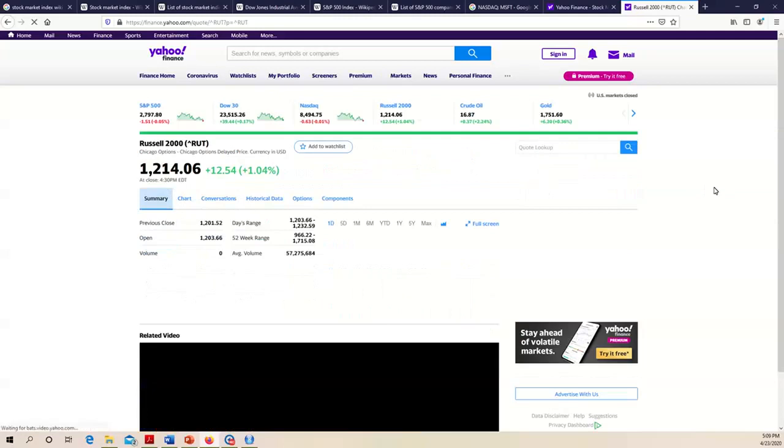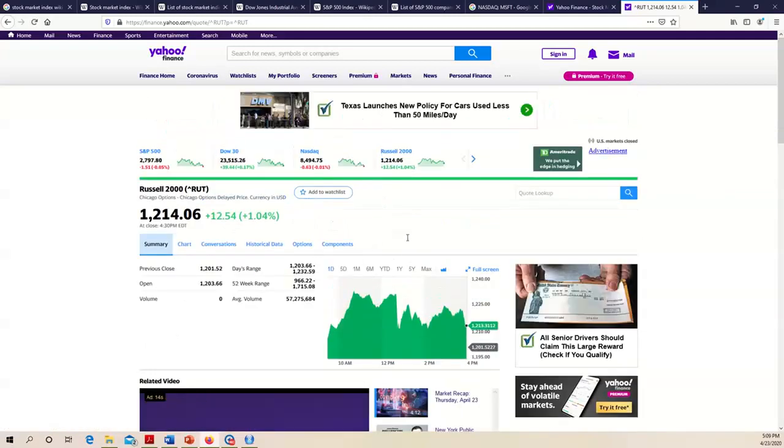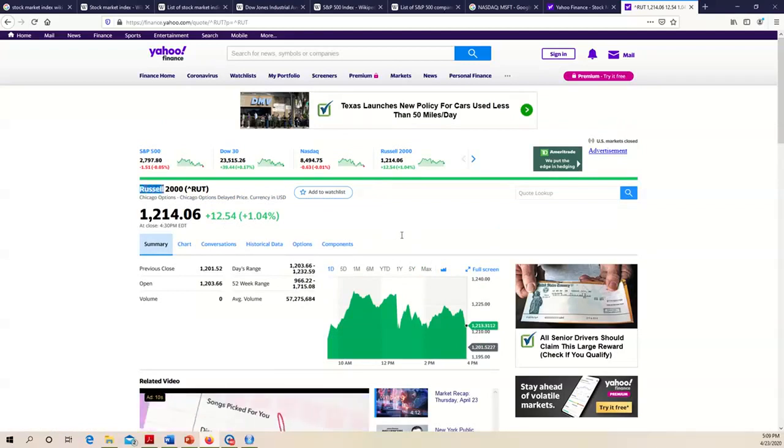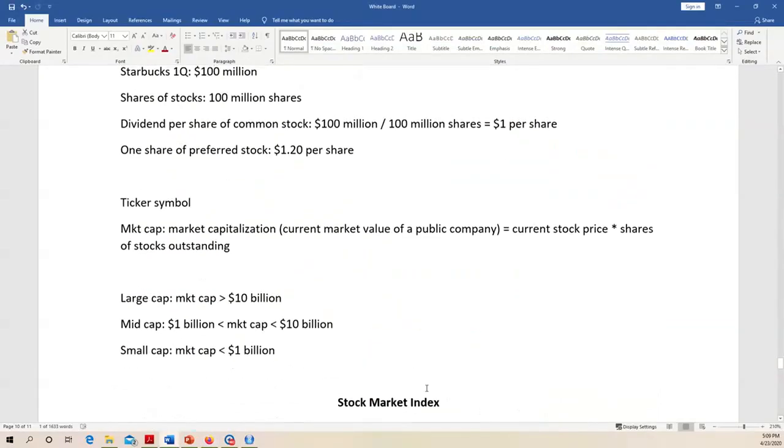How about the Russell 2000? This index is created by this company, Russell, right? And as its name suggests, this index includes roughly 2,000 stocks. But what kind of stocks? Most middle and small size stocks. What are the criteria? Remember, market cap less than 10 billion US dollars, or less than 1 billion US dollars, called a small cap, right?